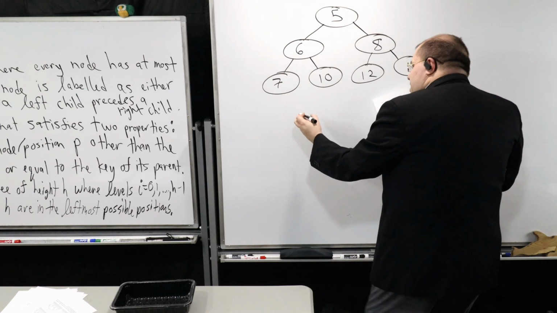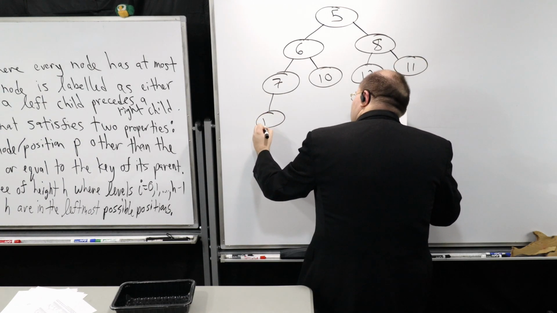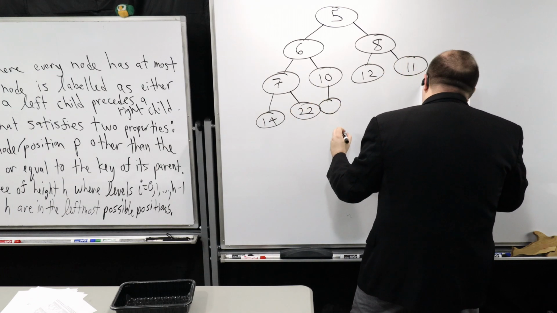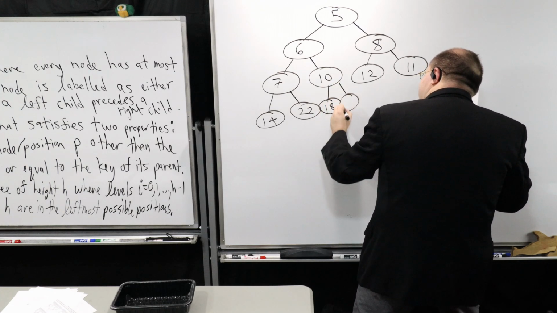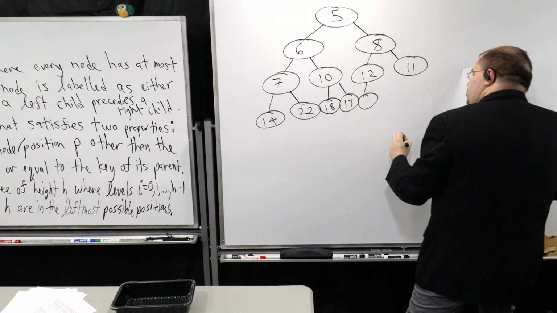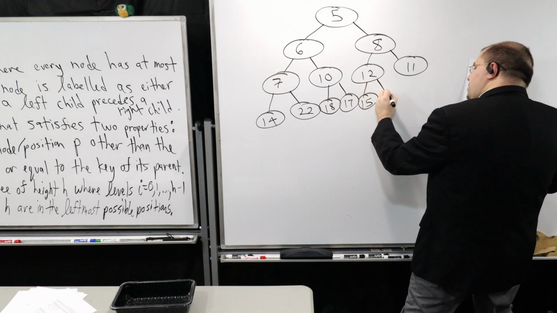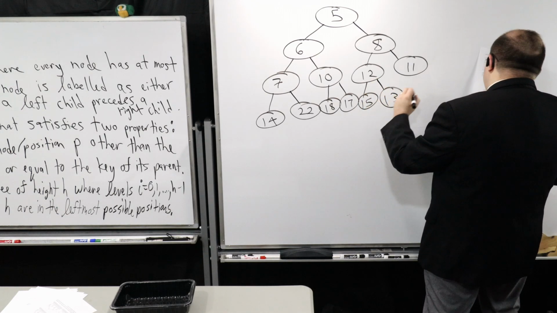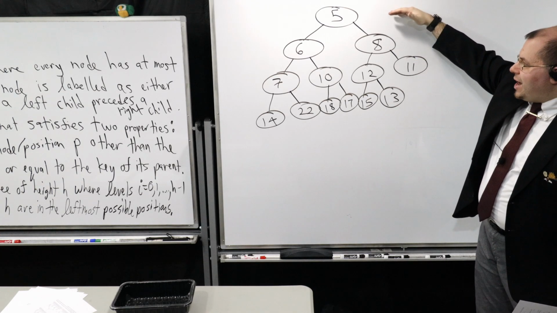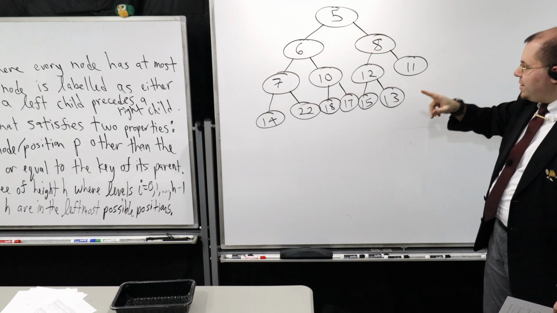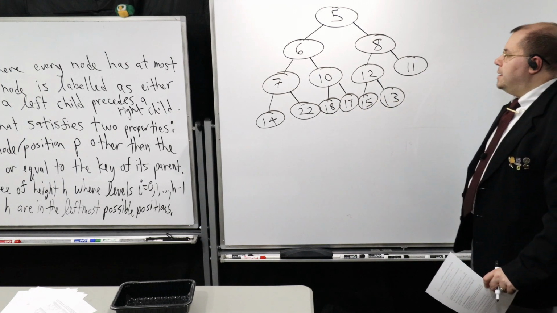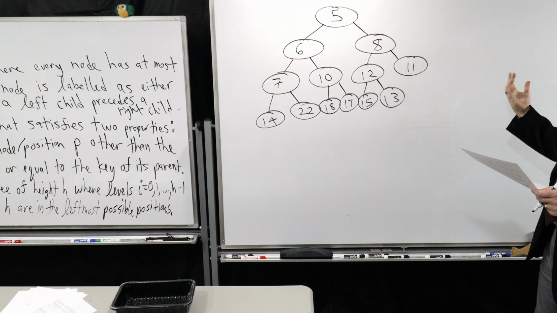And the left child of 7 is going to be 14. The right child of 7 is 22. The left child of 10 is 18. Squeezing it in there. The right child of 10 is 17. The left child of 12 is 15. The right child of 12 is 13. And that's the entire tree. So if I'm reading this off in level order, it's 5, 6, 8, 7, 10, 12, 11, 14, 22, 18, 17, 15, 13. So this is an example of one of these binary heaps.